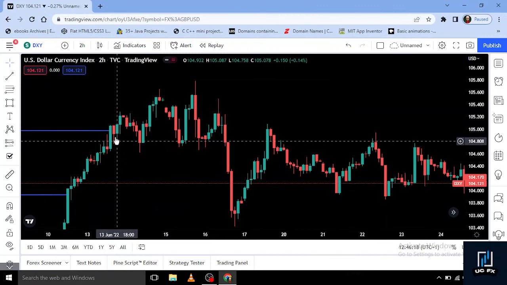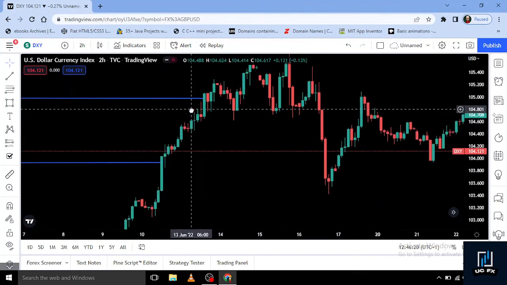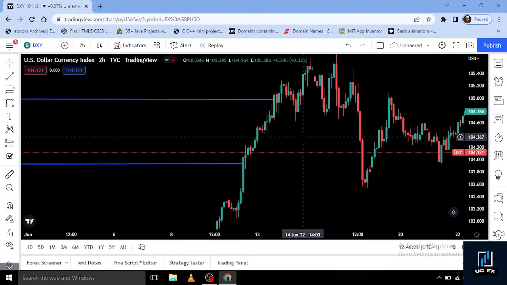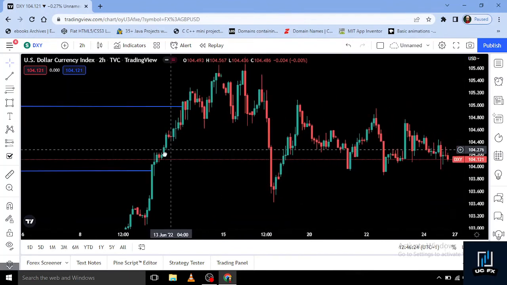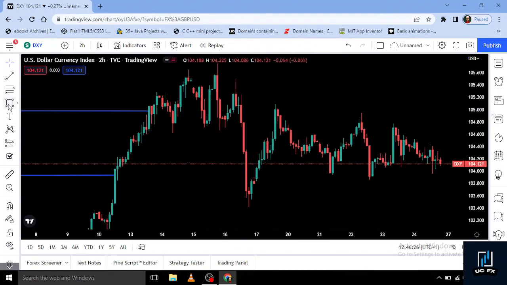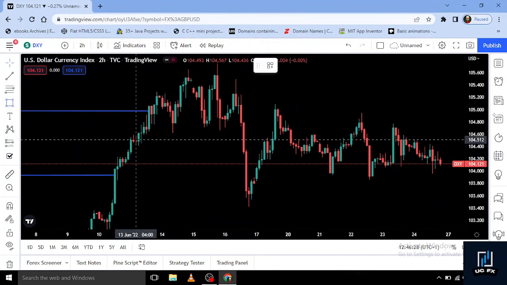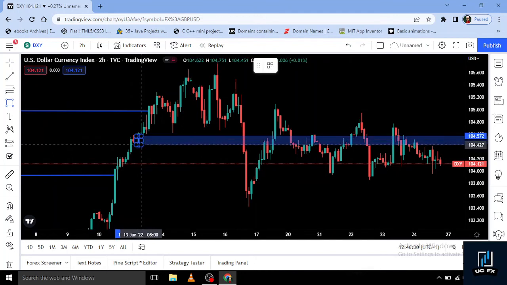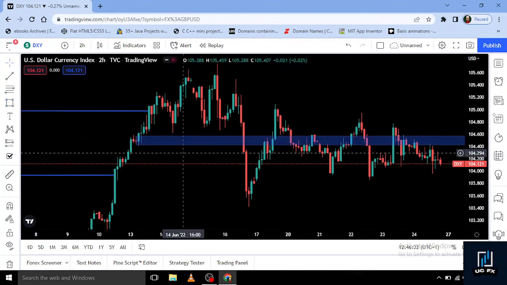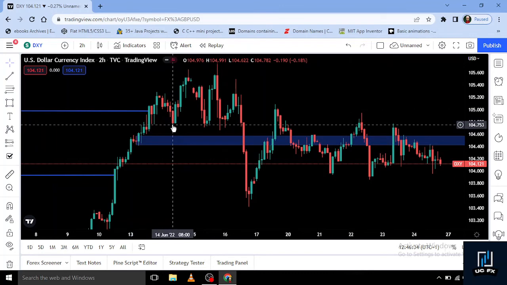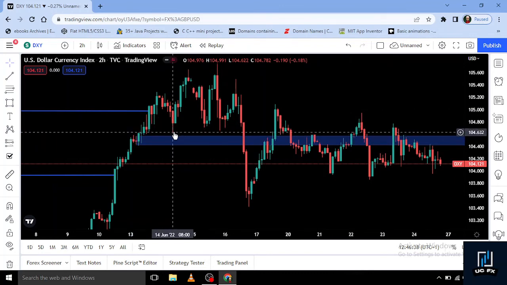So here we are on DSY. As you can see, the DSY is in an uptrend while the Euro USD is in a downtrend. So if we check here, we have a nice order block that formed inside this area. As you can see, this is exactly 14th of June. So price tapped into this order block, likewise tapping into the Euro USD 4-hour order block.